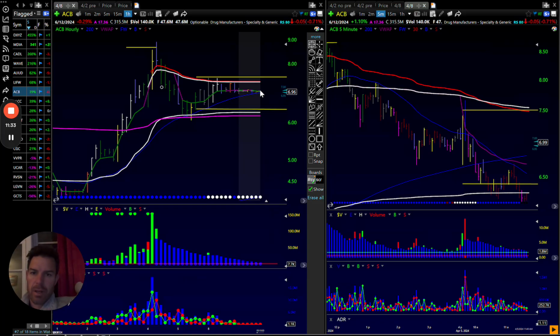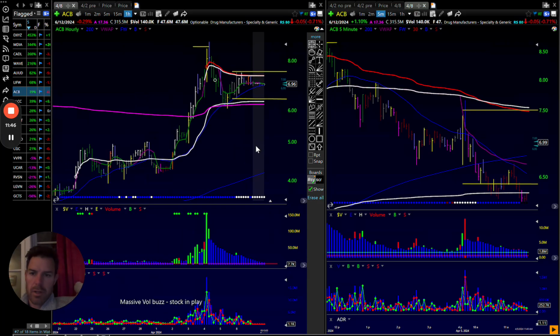To me, I think if it can pop up here to this level and then start to show signs of death candles and stuff like that, then I'm going to take it short. That's kind of my plan right now, because I think this move's probably over.